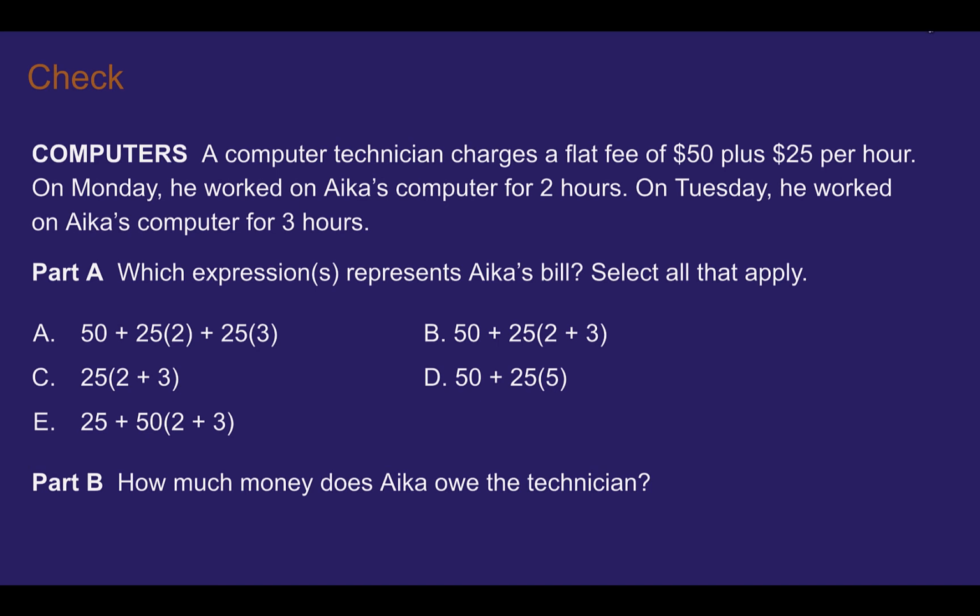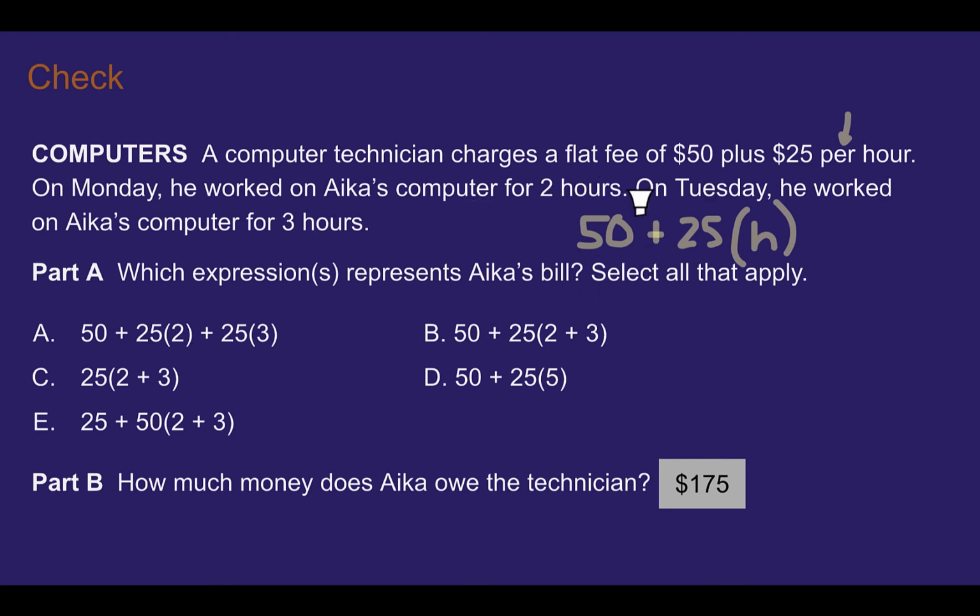Check your answers. I'm going to start with part B real quick. Ika's going to owe the technician $175. Let's figure out how to get that. So first, the technician charges a flat fee of $50. That means there's going to be $50 no matter what, plus $25 times, you see that word per, that means times the number of hours. So on Monday he worked for 2 hours, on Tuesday he worked for 3 hours.